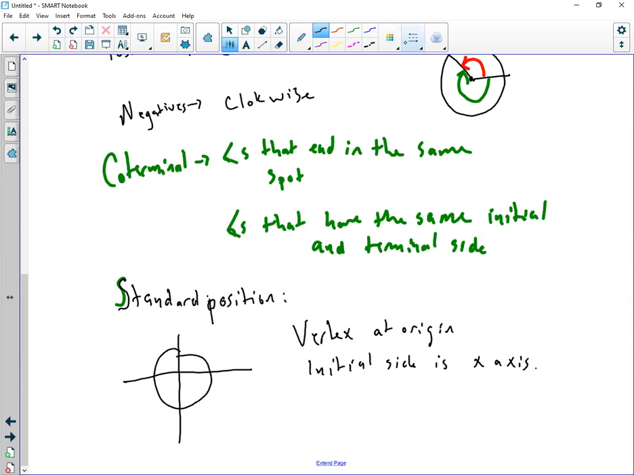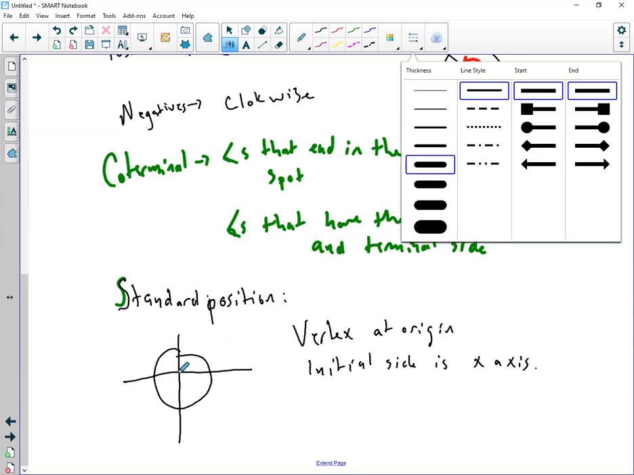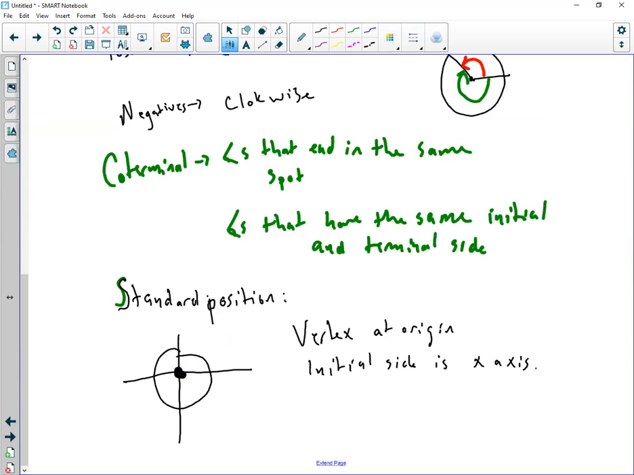So I would be the origin here, and then the initial side would be the x-axis. That's how all of the ones that we've talked about so far have opened up. That's just what we're looking at here, okay? So hopefully that makes sense. Hopefully that's a pretty straightforward idea. Just a couple of things that you really need to make sure that you understand, okay?